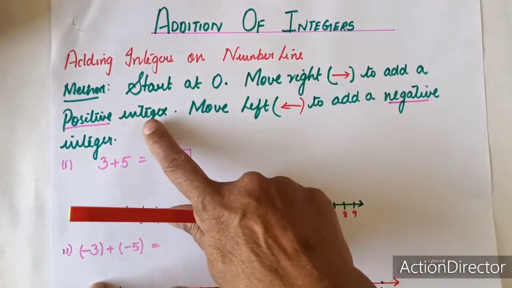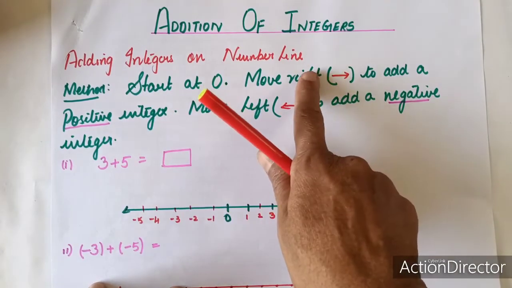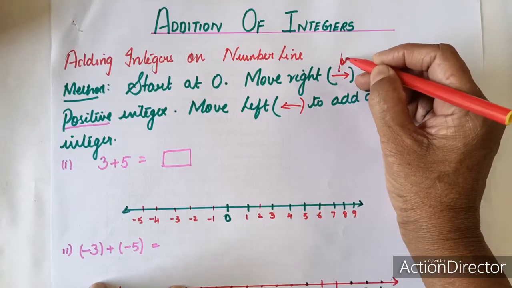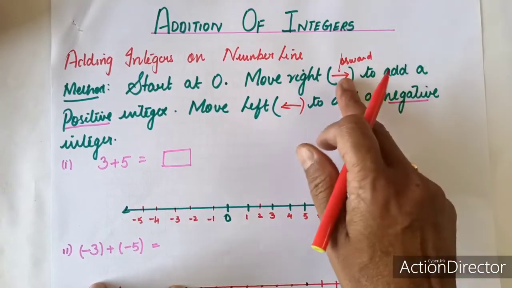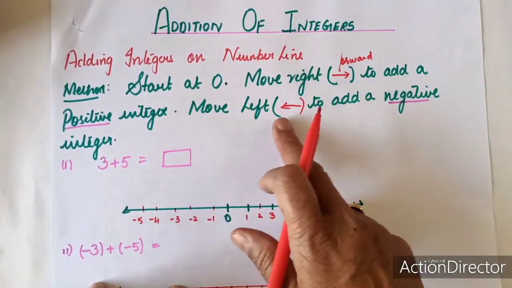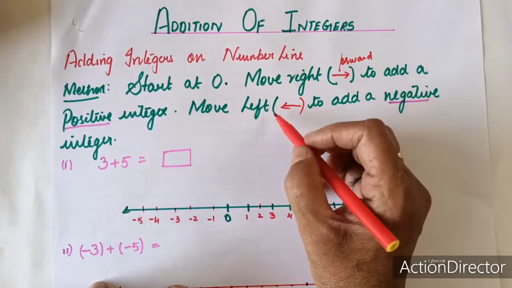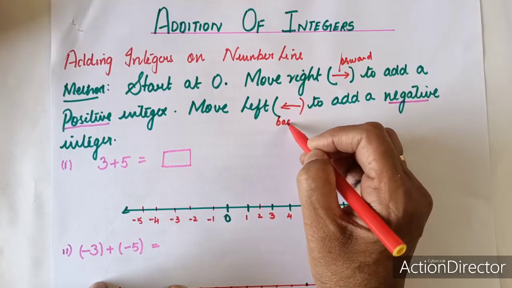Next, move right, forward, to add a positive integer. So whenever you see a positive integer, you have to move right. That is, this right arrow indicates forward. We have to move forward. And whenever you see a negative integer, we have to move left. That means backward.